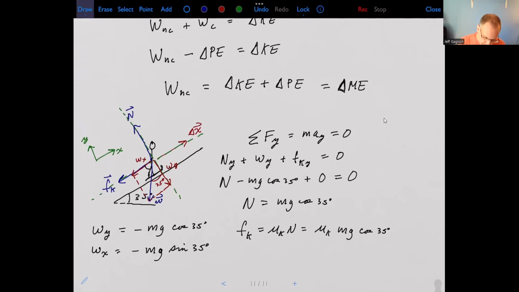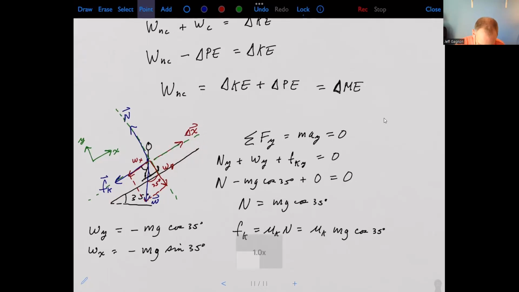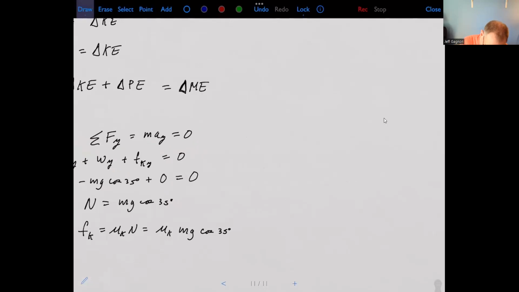Now, this person, she's moving up this ramp here. We need to figure out how far she's moving, right? Because that's going to be the displacement. So we need to figure out the length of the ramp. So the displacement, which is delta x, is the length of the ramp.